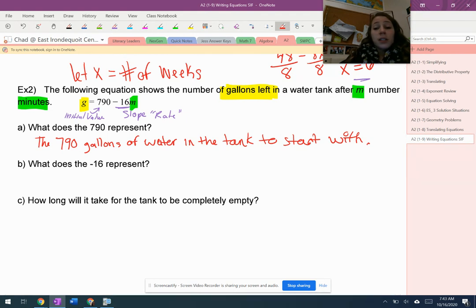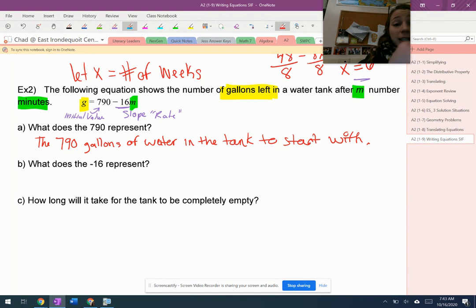What does the negative 16 represent? Well, again, it's showing the gallons left. It's negative 16, which means it's taking away or going down. And if I'm talking about the number of gallons left in a water tank after m number of minutes, that 16 is representing the number of gallons coming out, because it's negative, of that tank every minute. Hence the reason why it's next to that m.